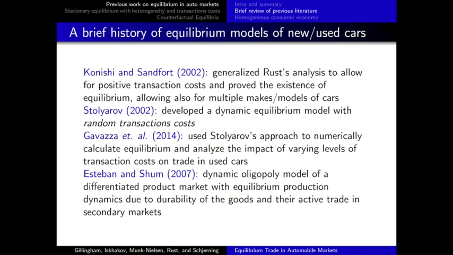Okay, so Esteban and Shum moved forward and included a dynamic oligopoly model to model the new car sales. Okay, so a dynamic oligopoly model for differentiated product markets with equilibrium production dynamics due to durability of goods. So this is kind of related to what we're doing in the second part, as they also model the product market where producers are taking into account that their goods are durable and traded at a secondary market.